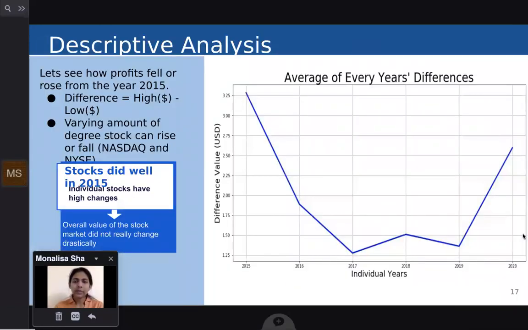As a part of our descriptive analysis, to see how profits fell or rose from the year 2015, we plotted the mean of the difference of high and low prices of the stocks. Stocks did well in 2015. You can see that in this graph. But individual stocks may have high changes, but overall value of the stocks did not change drastically over these 5 years.